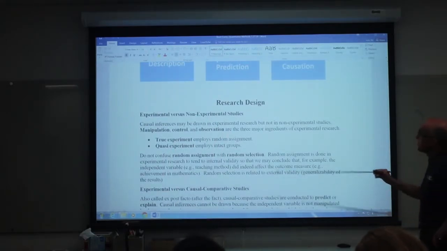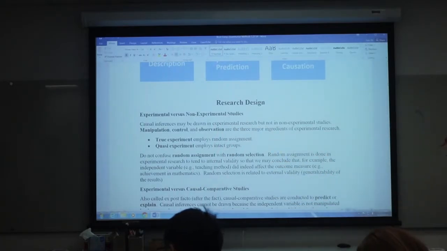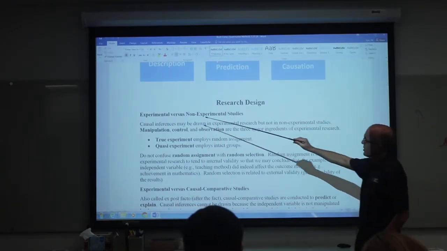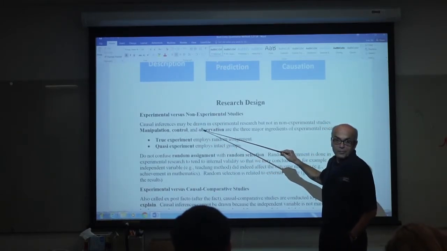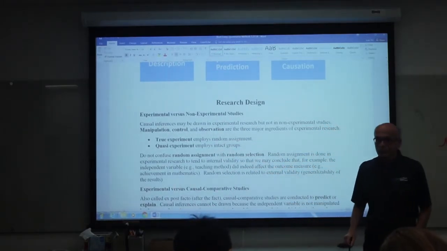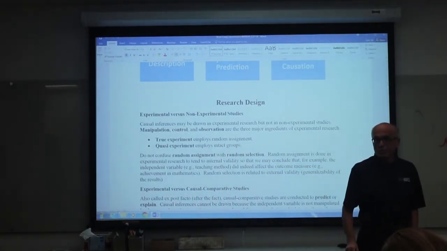Experimental versus non-experimental. In experimental research, you manipulate at least one independent variable. The three essential ingredients of experimental research are manipulation, control, and observation.